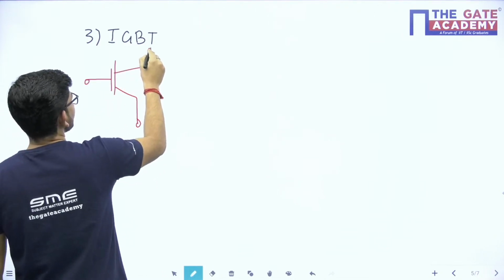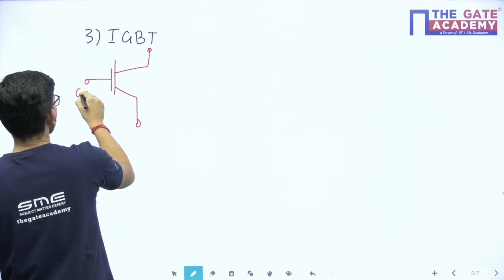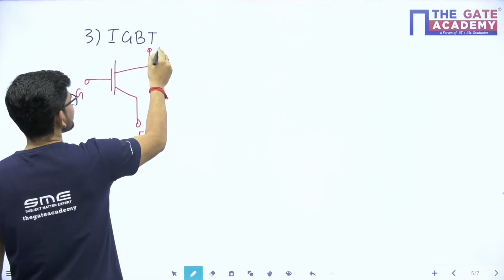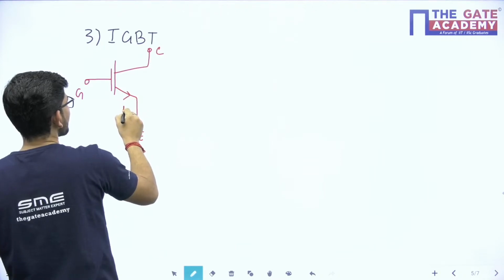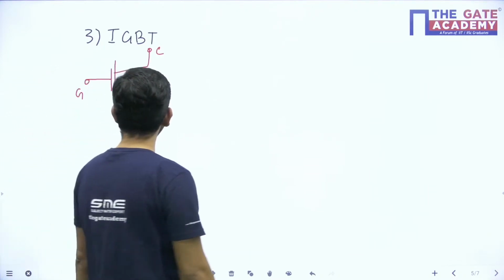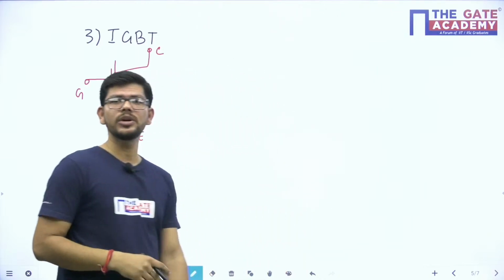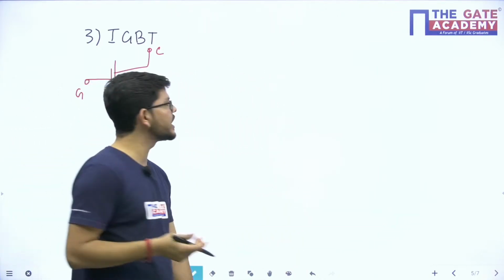So this is the circuit symbol of IGBT. This is the control, the gate terminal, this is the emitter terminal, and this is the collector terminal. Quite similar to BJT with a little difference. BJT is a current control device while IGBT is a voltage control device.